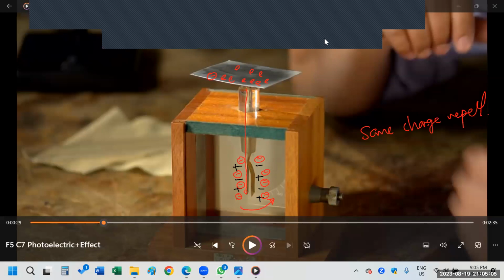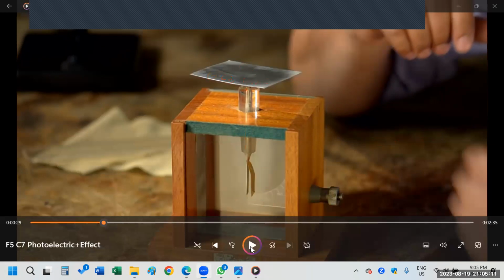Okay, thanks to the professor, I will embed your video link. Now see what will happen. Will the light make the electrons go up?